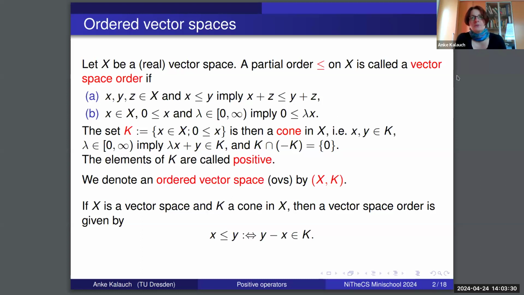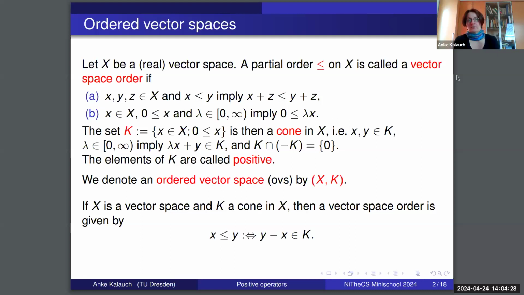Before I start to introduce positive operators, I would like to quickly recall what Bruce already told you about ordered vector spaces and a bit on vector lattices, but it's just a quick repetition of the things you have already heard. So what is our setting? Our setting is a vector space equipped with a partial order, and this partial order should be compatible with the vector space operations. So it should be compatible with the addition, and it should be compatible with the scalar multiplication in the way that is written in (a) and (b). So if you add an element, it should not disturb your partial order. And if you multiply a positive element with positive numbers, then the partial order is kept.